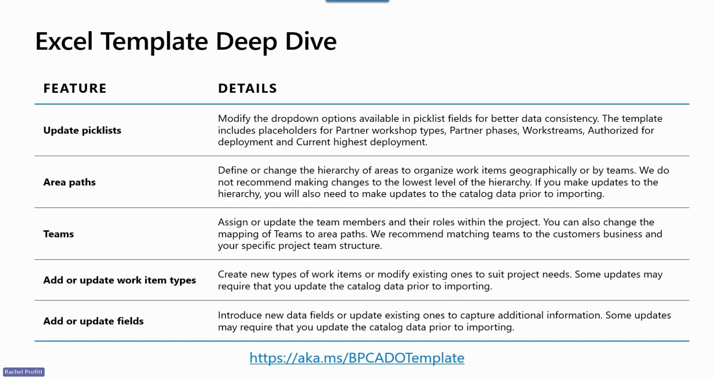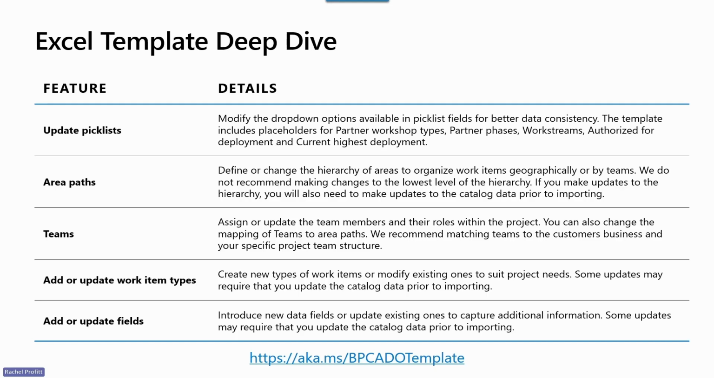Area paths, and this should say iteration paths as well. Area paths and iteration paths need to be created. We do give you some sample iteration paths that are literally called iteration path 1, 2, and 3, but we would suggest that you obviously update those iteration paths to match your actual project plan and your phases and your sprints, however you're going to structure your project.